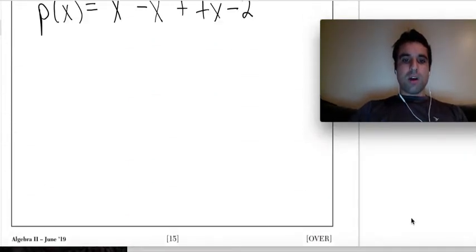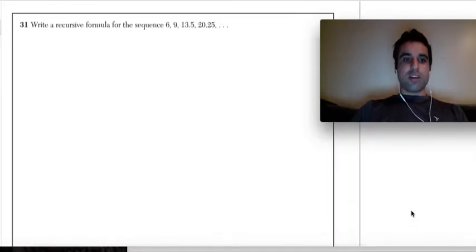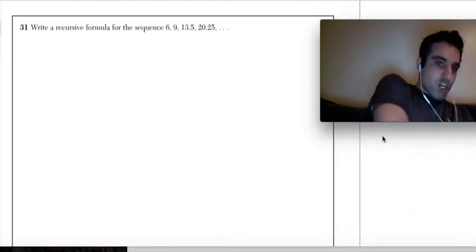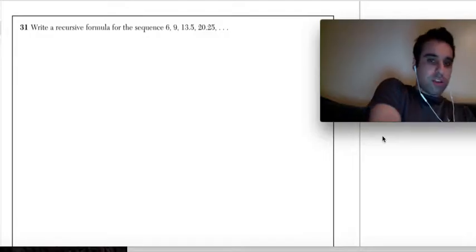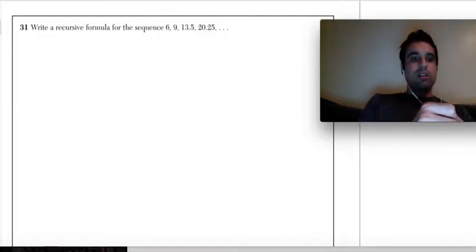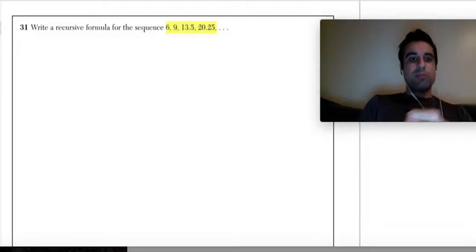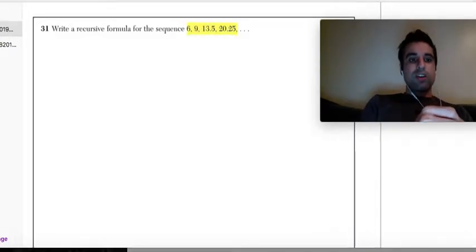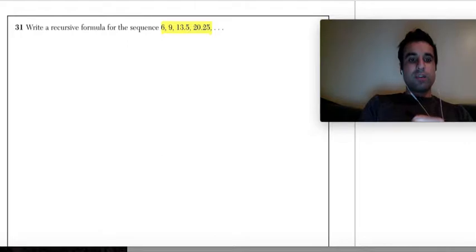Whoop. Wow, look how much space I left. Okay, I like this one. Write a recursive formula for the sequence 6, 9, 13.5, 20.25. A recursive formula always involves stating the first term first. So a1 equals 6, not an explicit formula.